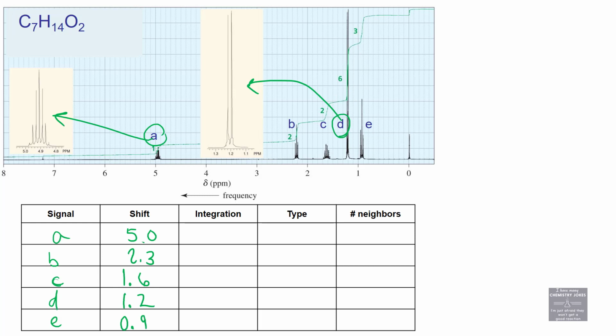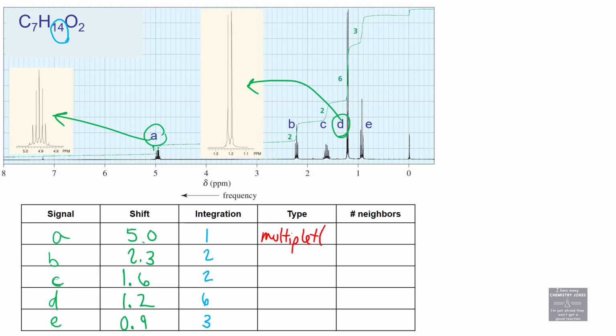If I check my integration, I've got 1, 2, 2, 6, 3. If I summed up that column, do I get 14? Yes. So I don't need to multiply by anything here. They've already been processed to be equal to the number of protons I have. Then comes type. A, I would say, is a multiplet.